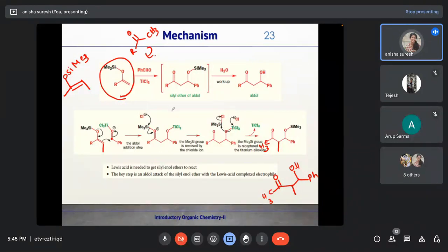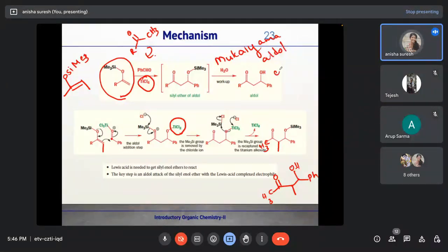This reaction will take place only if we add TiCl4. A Lewis acid is needed to get silyl enol ethers to react. The key step is an aldol attack of the silyl enol ether on the Lewis acid complex electrophile. So we must use TiCl4 in this reaction. This is also a name reaction, known as the Mukaiyama aldol condensation reaction.